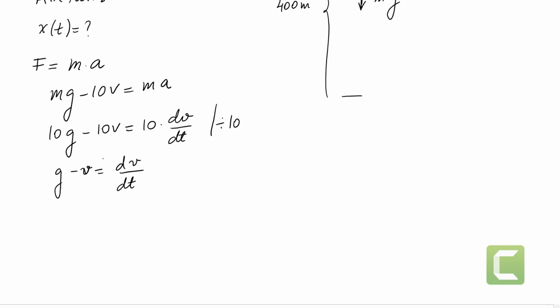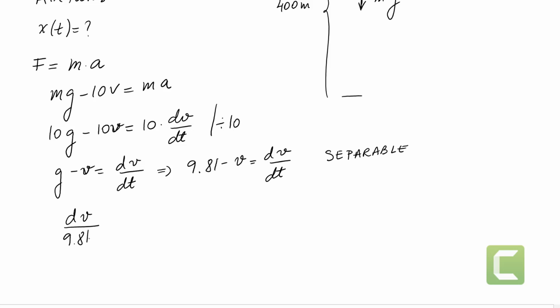It seems like I write v two different ways, but it's the same v. And in this equation, if I replace g with 9.81 just to emphasize that it's a constant, I notice that it's a first order differential equation. I can look at it as linear and solve it as a linear equation, or I can say it's separable, which will make solving my problem much easier. So that means dv over 9.81 minus v equals dt.